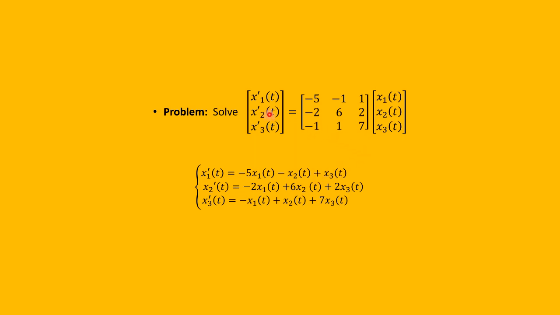Similarly, x2 prime is equal to this second row times this column vector, which gives us this equation. x sub 3 prime is equal to the third row of the matrix A times this column vector, which gives us this last equation. So here we have written quite explicitly a system of 3 first-order linear differential equations in the three functions x sub 1, x sub 2, and x sub 3, all of those being functions of t.